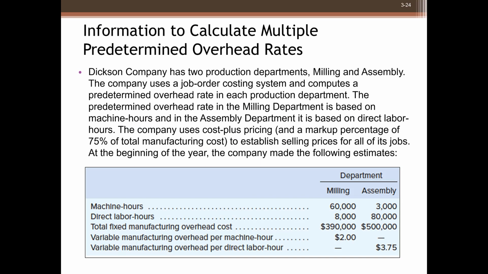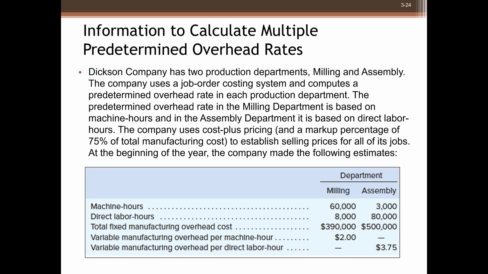Dixon Company has two production departments, milling and assembly. The company uses a job order costing system and calculates a predetermined overhead rate in each production department. The predetermined overhead rate in the milling department is based on machine hours, and in the assembly department is based on direct labor hours. The company uses cost-plus pricing and a markup percentage of 75% of the total manufacturing overhead cost to establish selling prices for all its jobs.